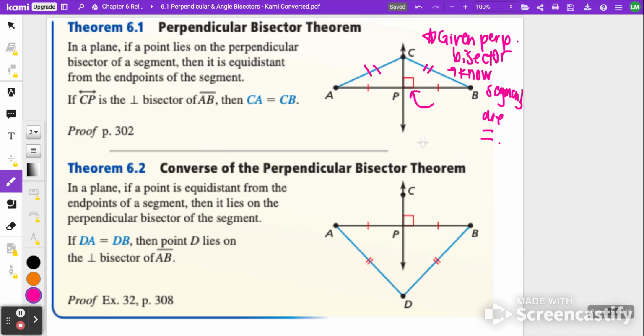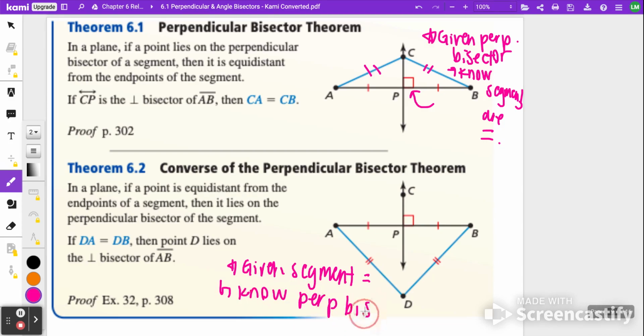Okay? The converse of that just states, in a plane, if a point is equidistant from the endpoints of a segment, then it lies on the perpendicular bisector of the segment. So this one, we start off by, we're given the segment, we know it's equal, then we know it's a perpendicular bisector.